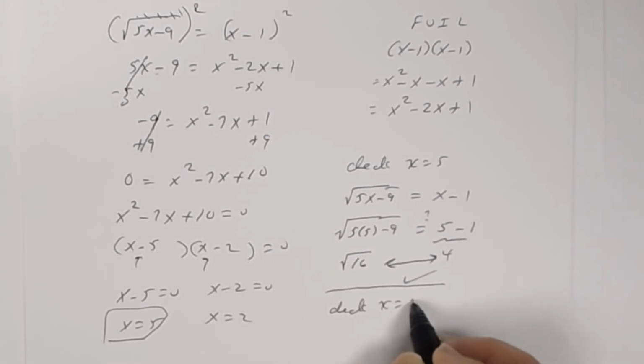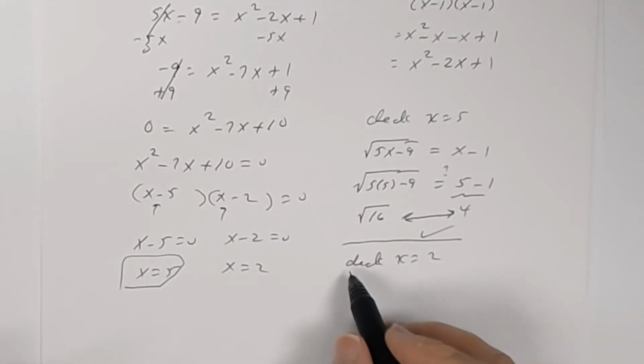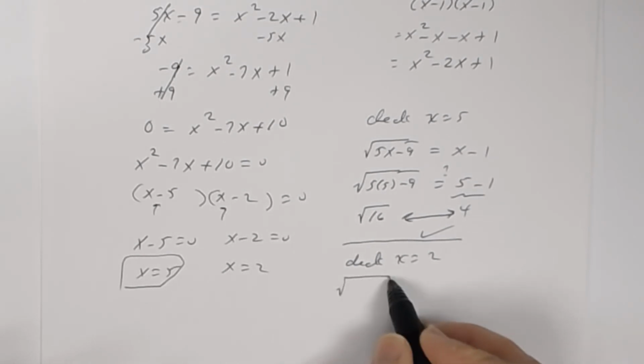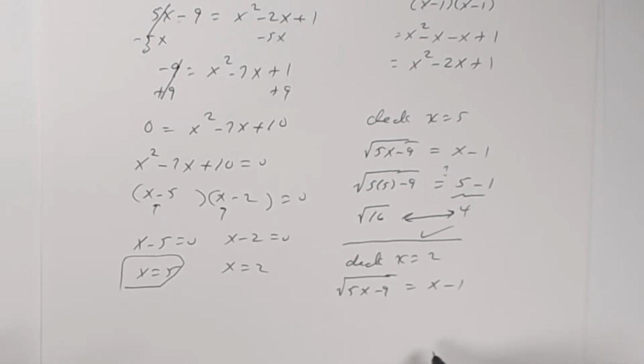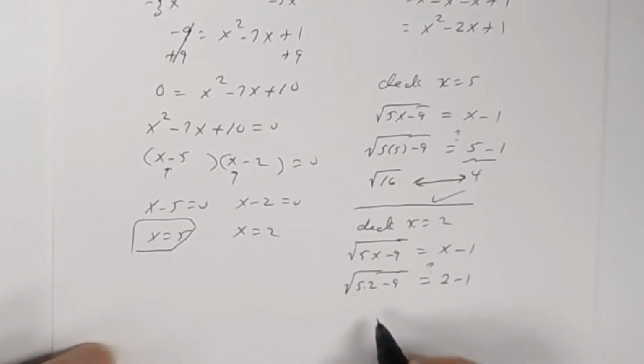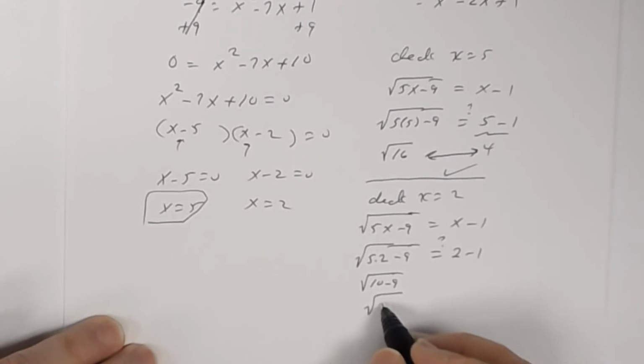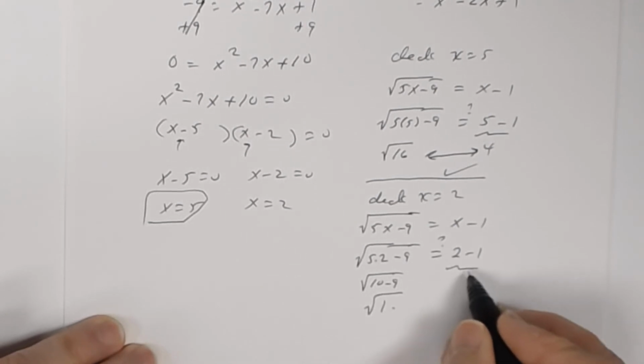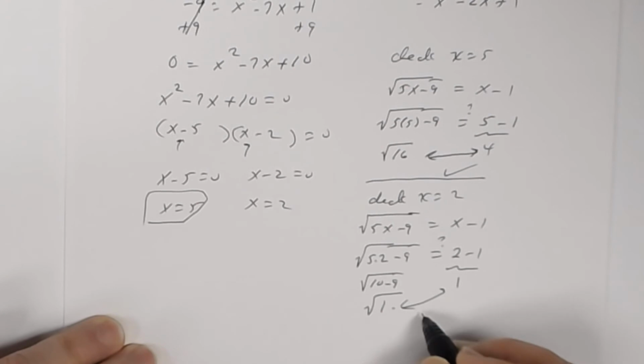So let's check x equal 2. When I check x equal 2, it's the same thing in the original problem. I get the square root of 5x minus 9 equal to x minus 1. So in place of x, I'll substitute 2. So I get the square root of 5 times 2 minus 9, and I want to see if that's going to equal 2 minus 1. Well, 5 times 2 is 10, and so I get the square root of 10 minus 9, and then 10 minus 9 is 1. And the question is, is the square root of 1 the same thing as 1? And the answer is yes.